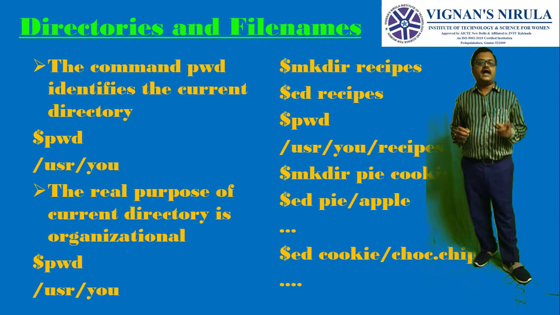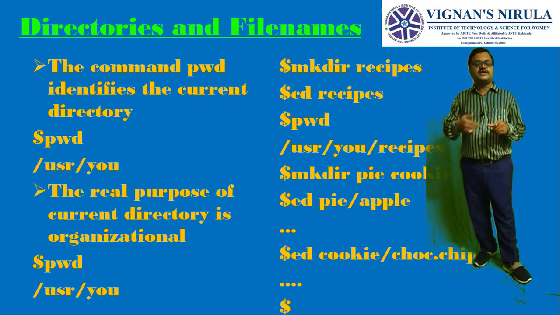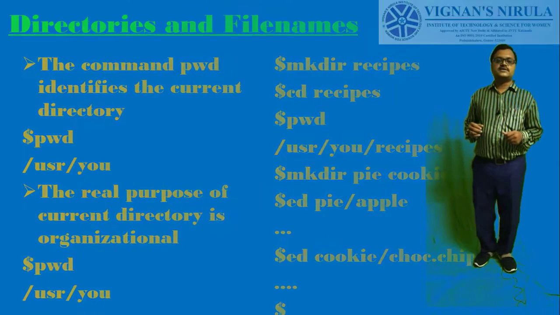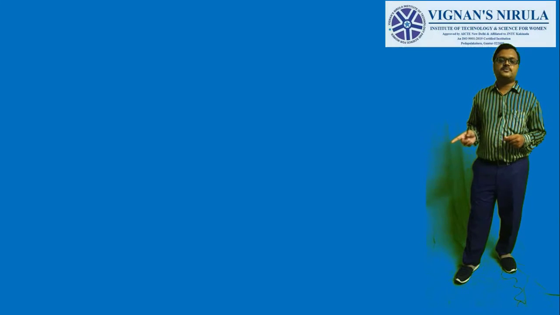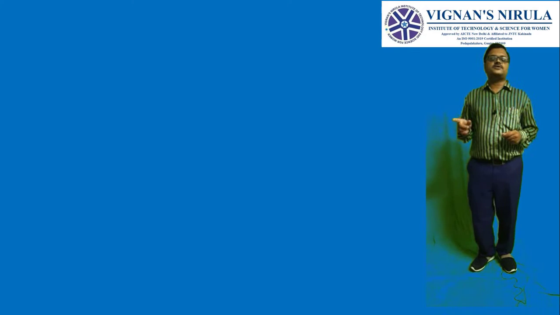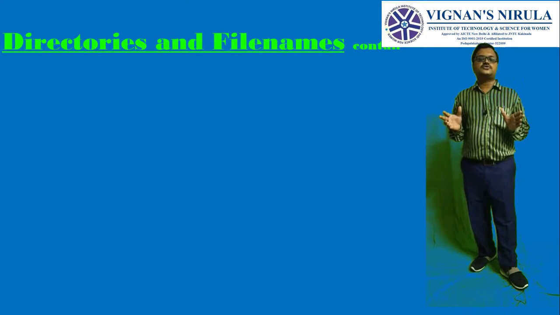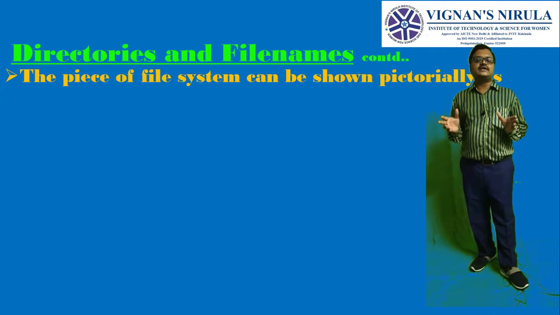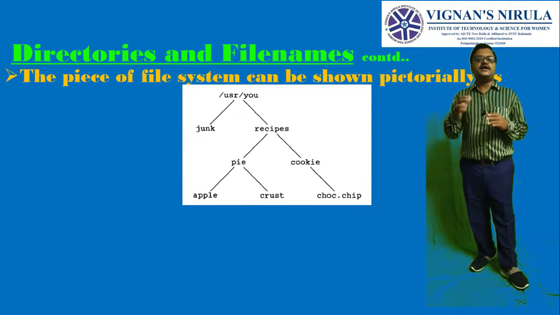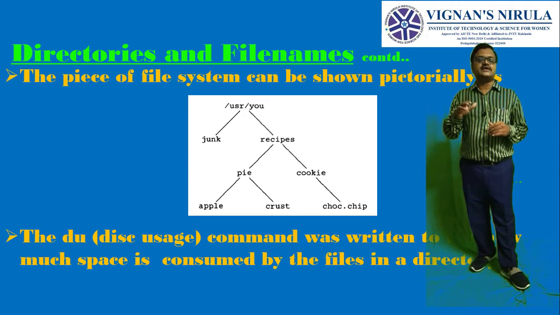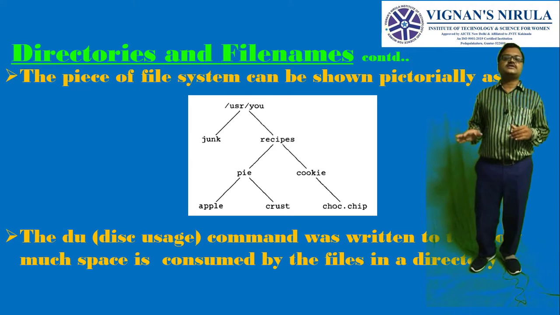So 4 plus 4 is 8, and since it is the directory of pie, 8 plus 4, because I have to count itself. So 12 is the size of the directory called pie. And cookie has only one file, choco chip of size 4. So 4 plus itself 4 is 8. So pie is 12 and cookie is 8. 8 plus 12 is 20. And the receipts directory itself is 20 plus 4, 24. So 24 is the size of the directory called receipts.